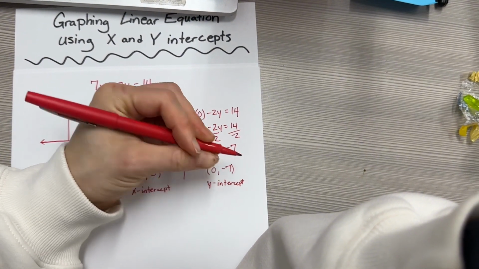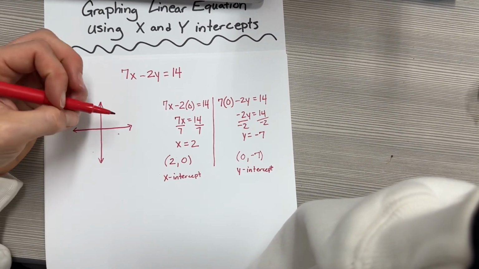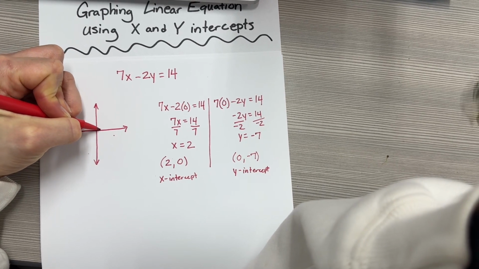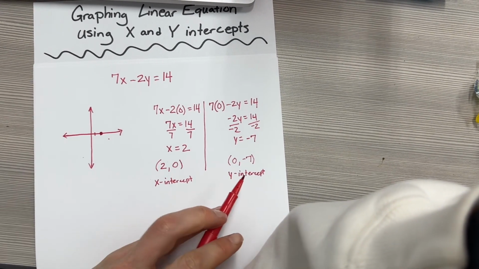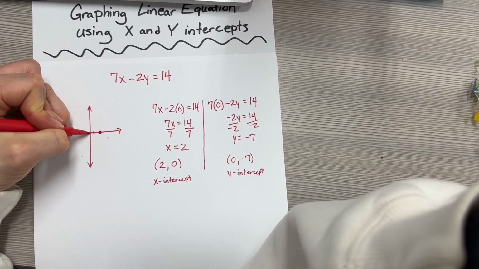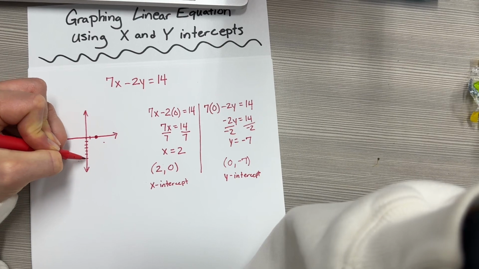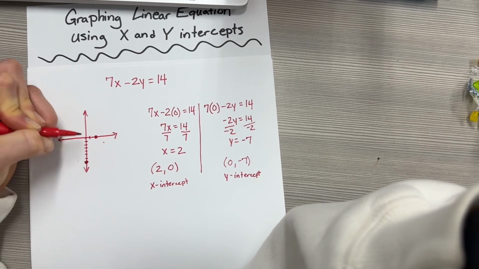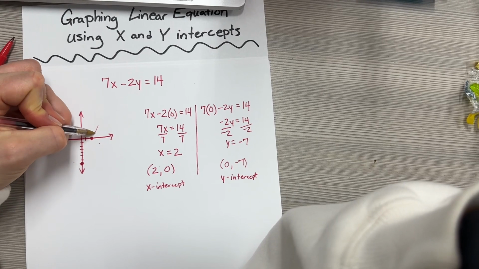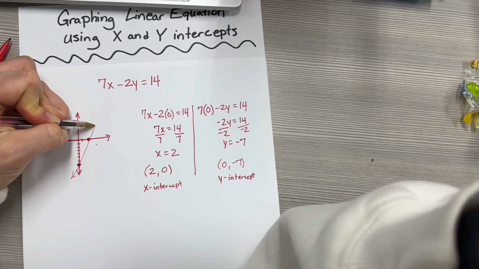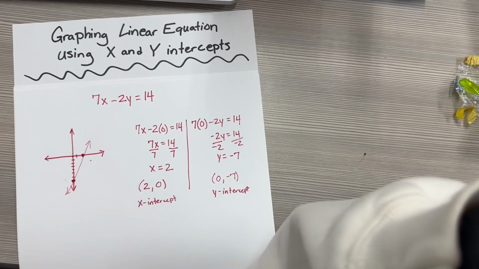Can now put it on the graph. So x is at 2, 0, so we go to the right 2, 1, 2, and we're going up 0. So that's the first point. Second one, x is at 0, and we're going down to -7. So 1, 2, 3, 4, 5, 6, 7. So about here. So there's our x and y intercepts. We just connect our lines together. And it looks something like that. Hope this helps.